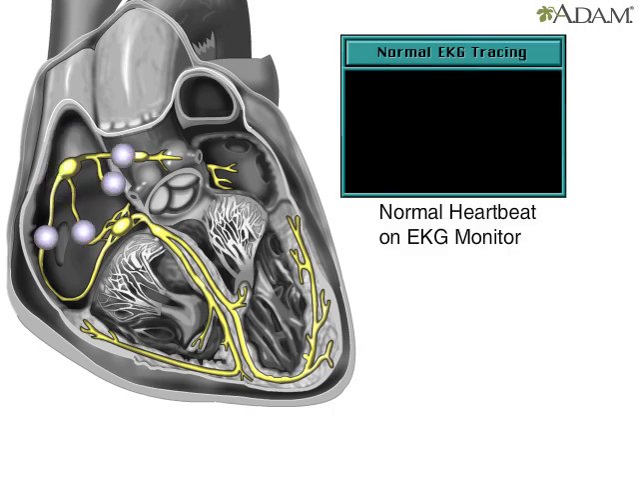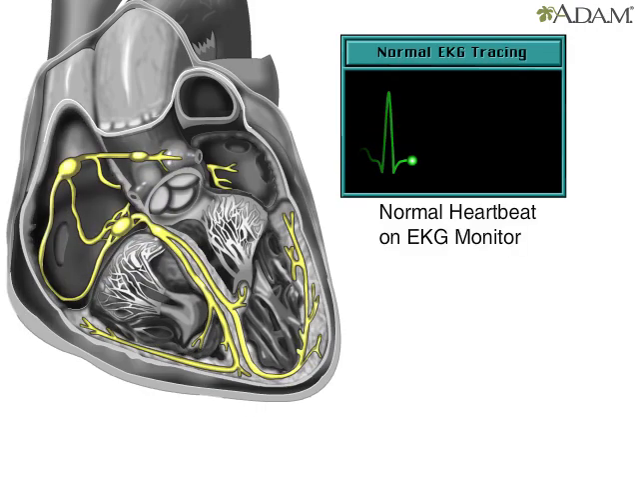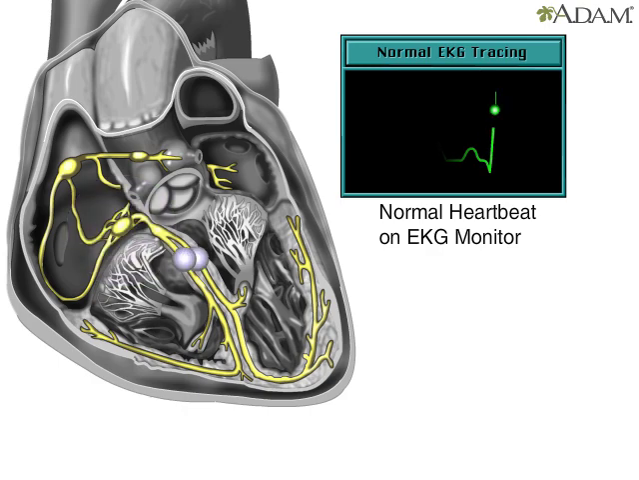This signal creates an electrical current that can be seen on a graph called an electrocardiogram, or EKG. Doctors use an EKG to see how well the cardiac conduction system works. Any changes on the EKG can mean serious problems.